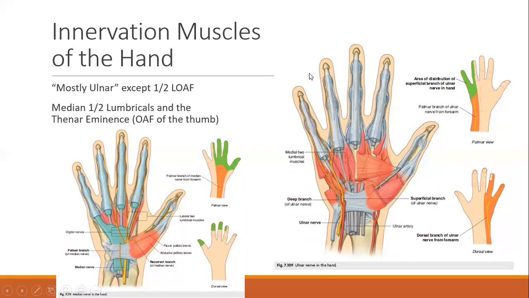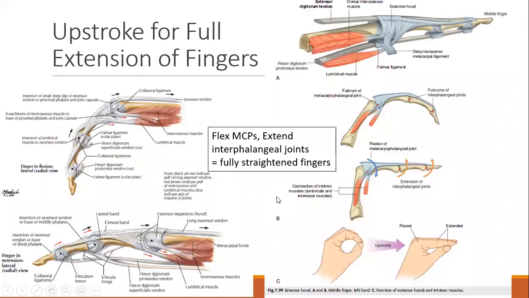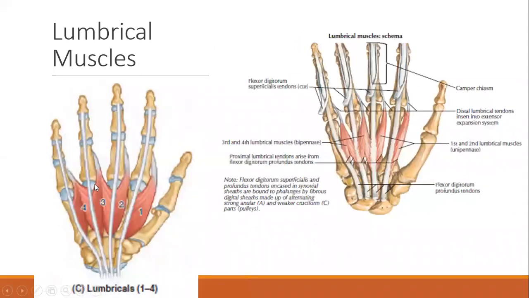Kristen, could you point out what a lumbrical is again? Sure, let me show you. So these are your lumbrical muscles. You can see there are four of them. Your first two lumbricals have only one muscle belly, versus your third and fourth, which have two muscle bellies. So they can also be called unipinnate and bipinnate lumbricals. This one is inserting on your index finger, this one on your middle finger, versus this one on your ring, and this one on your pinky finger. 1 and 2 are innervated by median nerve, versus 3 and 4 are innervated by ulnar nerve.